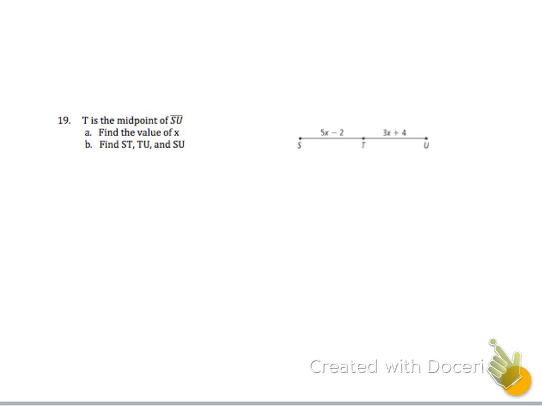T is the midpoint of SU. Find the value of x. If it sits in the middle, that means these two sides should be the same. If they're the same, we can set them equal to each other because they should be the same. So now we got to solve.